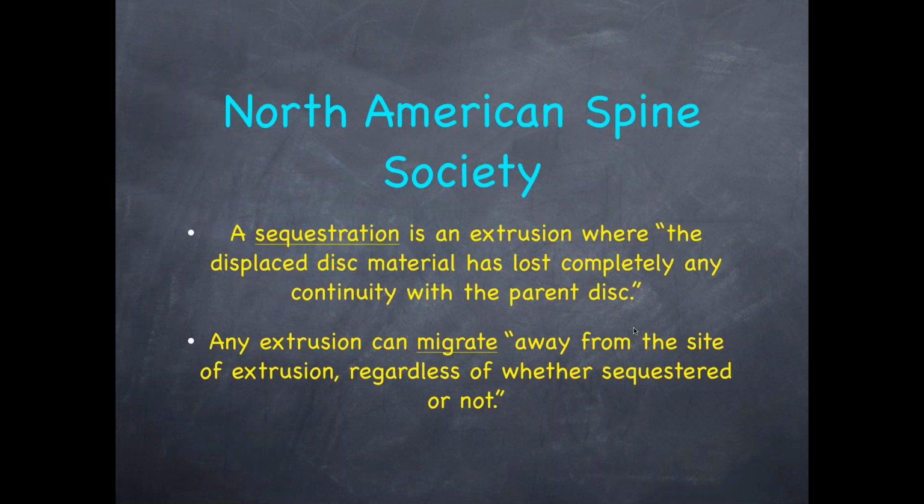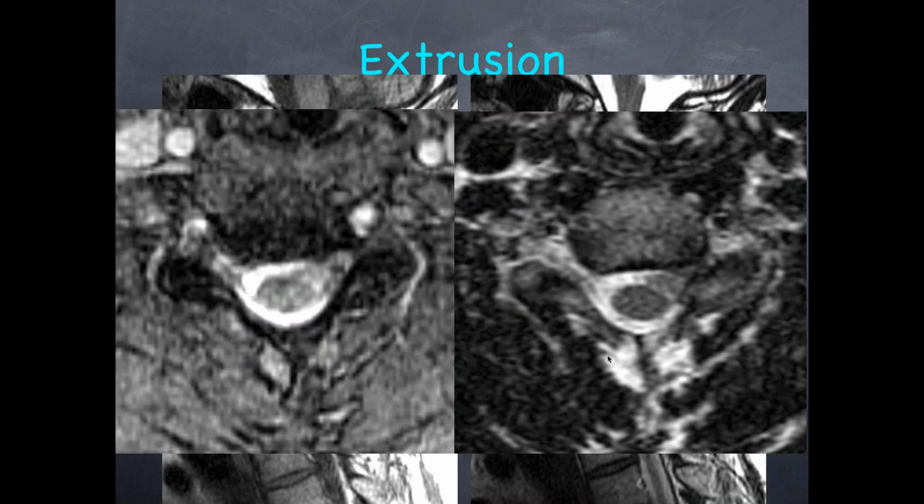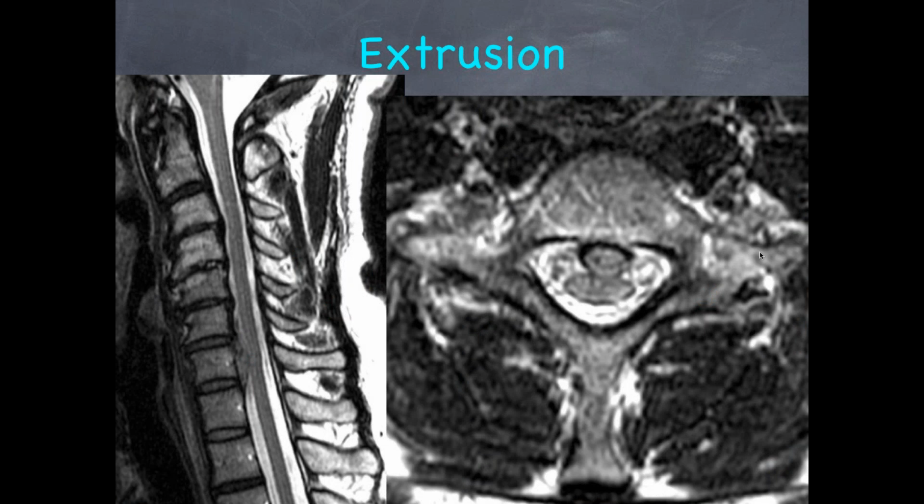And then sequestration is the same as the definition before, as is migration. So we're familiar with all of these things. So here we have a sequestered migrated disc in the cervical spine. And as in the lumbar spine, if you wait, most of these will resorb. So in the old days, we thought that was a definitive indication for surgery, but now we're back in a situation where these extruded discs, we know in 9 months to a year they will be resorbed.